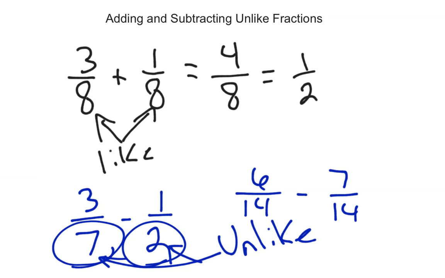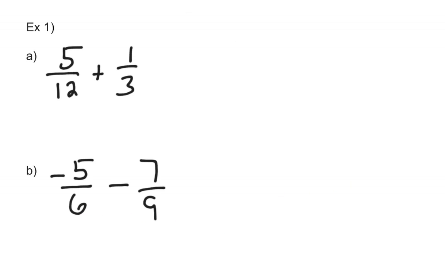So that's our goal today: first make sure that they have common denominators. That's rule number 1. Once we do that, then we either add or subtract the numerators. Denominators are still going to stay the same, and then always simplify. Okay, here's 2 problems for us. Example 1, there's an A and a B. I'm going to go ahead and do part A, and then I'll let you guys do part B.